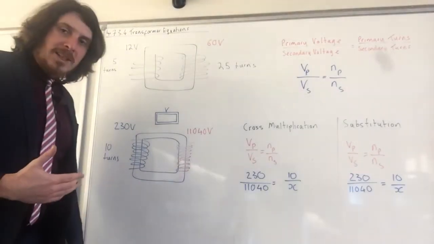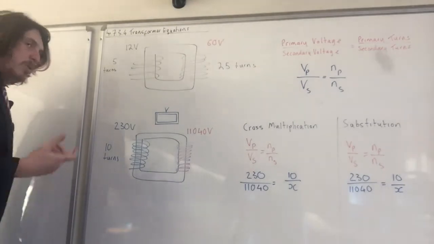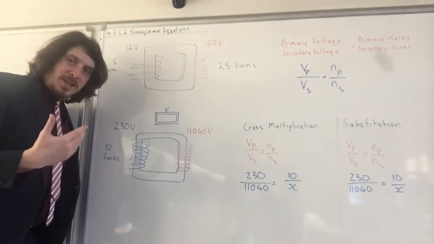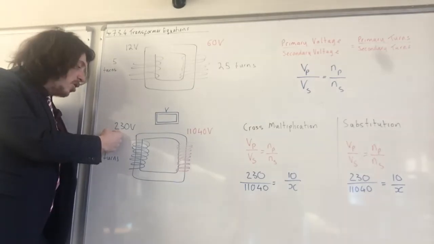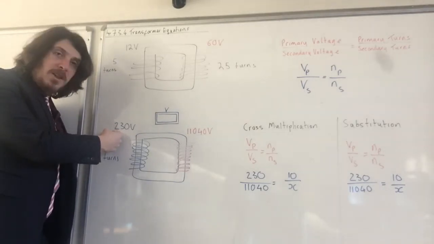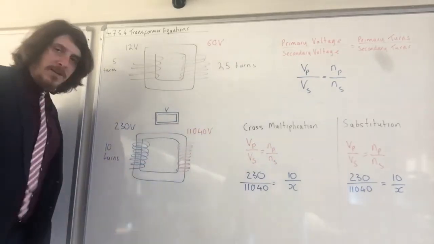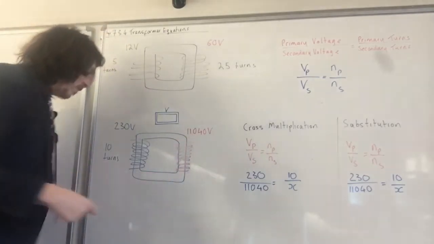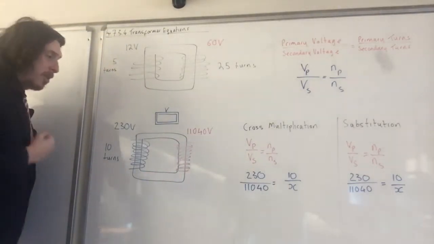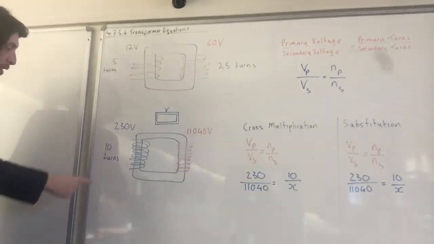Let's have a look at something that you wouldn't necessarily be able to do in your head. So, some of you may already be aware that your TV operates at a higher voltage than the mains voltage. Mains voltage is 230 volts. Okay? TVs operate at about 11 kilovolts. So let's say 11,040 volts.